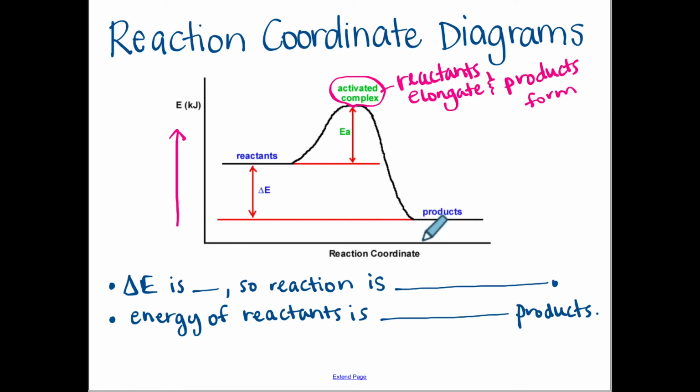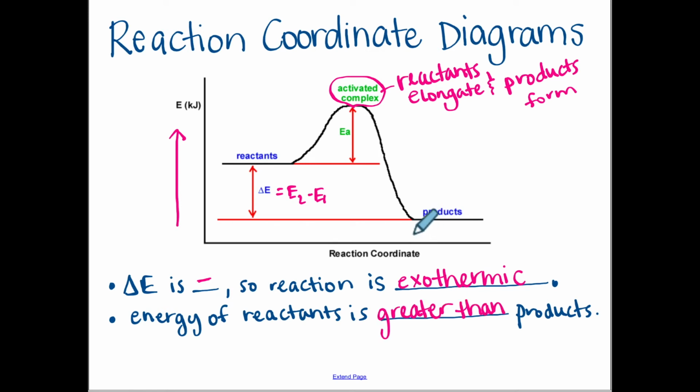So there's a number of things you can find out from this diagram. First of all, if you were to calculate the change in energy, delta E, which is going to be E2 minus E1, so the energy of the products minus the energy of the reactants. In this case, the delta E is going to be negative. If the delta E is negative, the change in energy is negative, the reaction is going to be exothermic, which means it's giving off energy. In this case, the energy of the reactants is greater than the energy of the products.